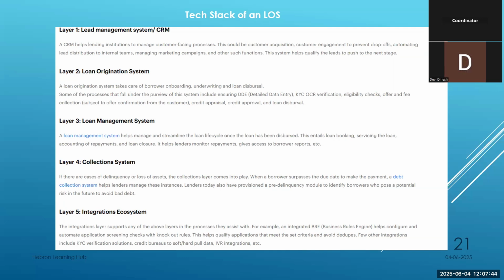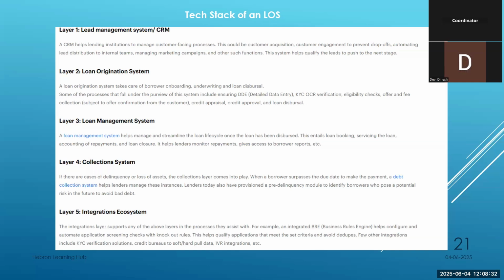LOS takes care of borrower onboarding, underwriting, and loan disbursal. This will include detailed data entry, KYC verification of the customer, which is done through Aadhaar cards, and eligibility checks, which are done through salary slip or business income. Then offers and fee collection. There will be a processing fee which the customer has to pay. Then there may be specific offers. For example, in a car loan, they can suddenly give a discount of 0.5% or 1% in the interest rate. Such offers can also be given through the loan originating system, along with credit appraisal, approval, and loan disbursal. Everything is done through the loan originating system.